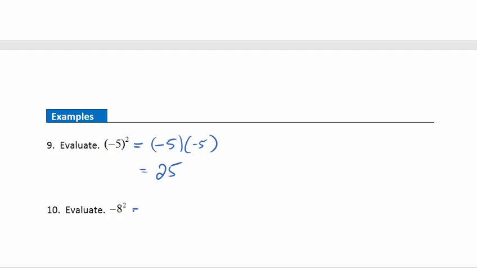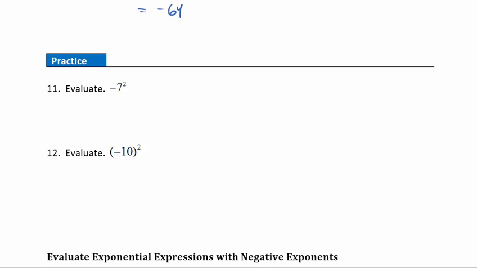Here, it's just the 8 that's getting squared. So essentially, we have this negative coming along for the ride, and then we have 8 times 8. And so we're just going to get negative 64 for that one. Pause your video player now and answer these two practice questions. When you're done, hit play to see how you did.